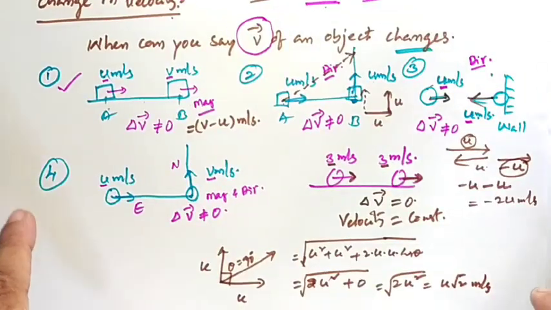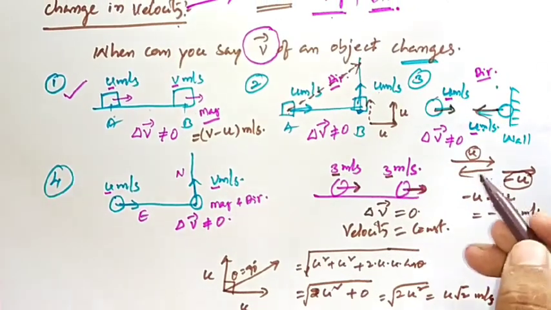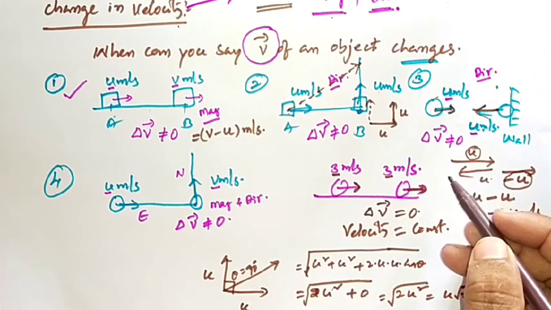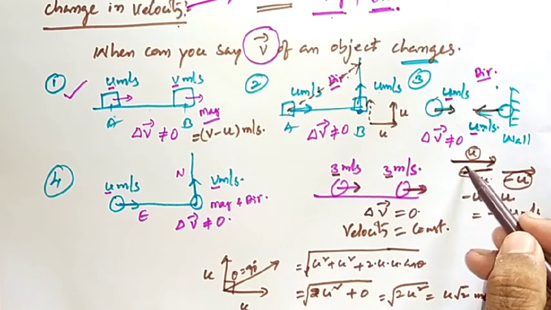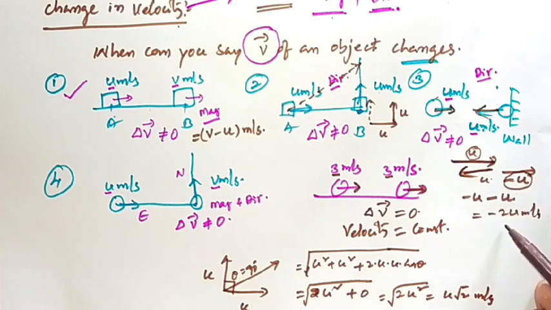You take any one vector's direction as positive, and the other vector's direction will be negative. I have taken east as positive, then west will be negative. That's why I have changed it. This is the answer. Got it?